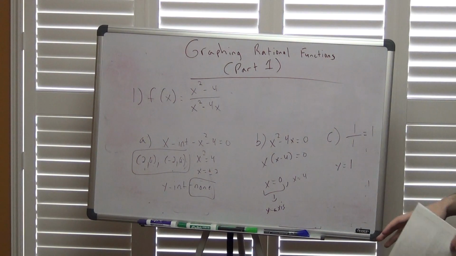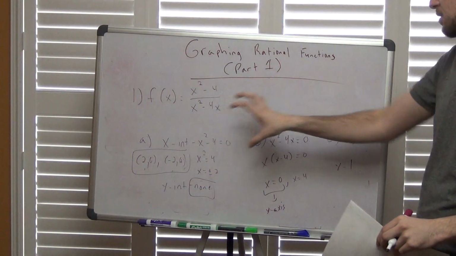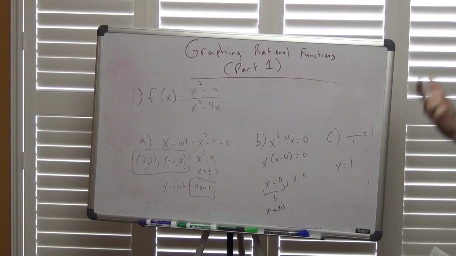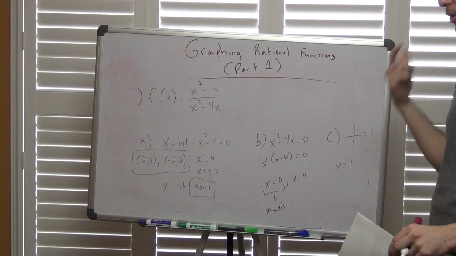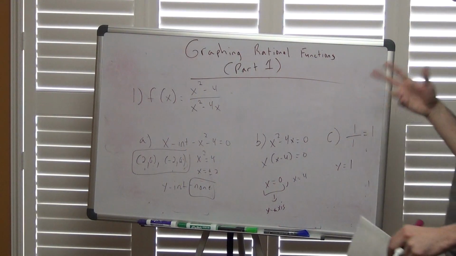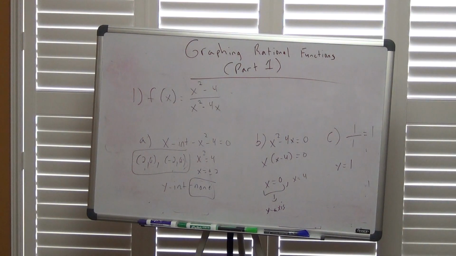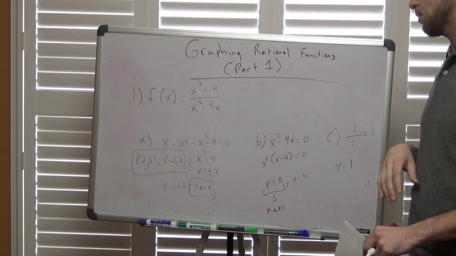So again, that's really it. I just want you guys to be able to find these 3 parts. Can you find the x-intercepts? Can you find the vertical asymptotes? Can you find the horizontal asymptote? Please let me know if you have any questions, and please look over this.